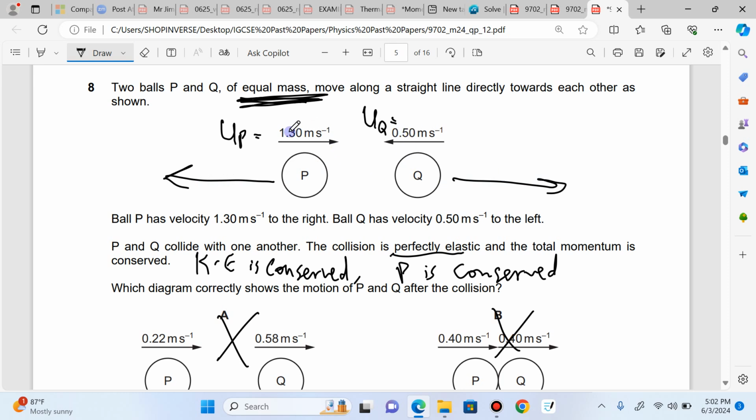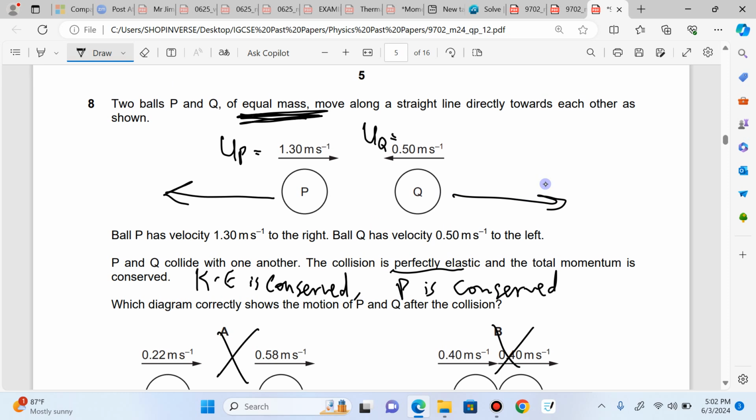Or you have this ball bouncing off with a velocity of 0.5 meters per second after collision, and the other one bouncing off with a velocity of 1.30 meters per second after collision, but they must bounce off in opposite directions. Yes, so if you do that, you will get the same answer because we are told that they have equal masses. You don't have the exact mass, so that one will give you the correct answer to that.